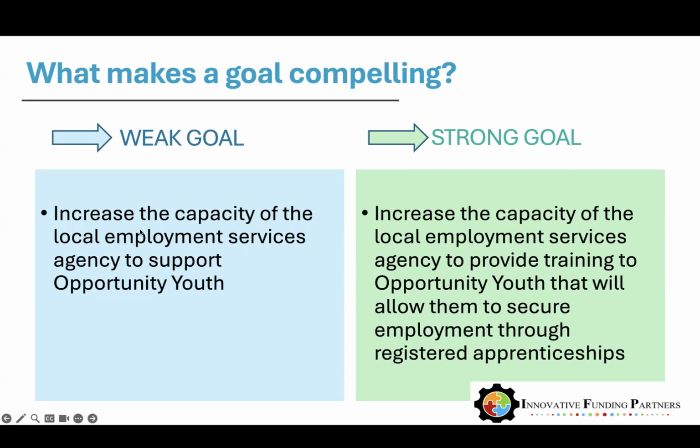So instead of just talking about increasing the capacity of the agency to support Opportunity Youth, we're going to say that we're doing that to increase the capacity of the agency to provide training to Opportunity Youth, okay? So we narrow it down from just so that they can support the youth to so that they can provide training to the youth that will allow Opportunity Youth to secure employment through registered apprenticeships. So again, we made it more specific while still talking about kind of the broad change that we're attempting to effect.